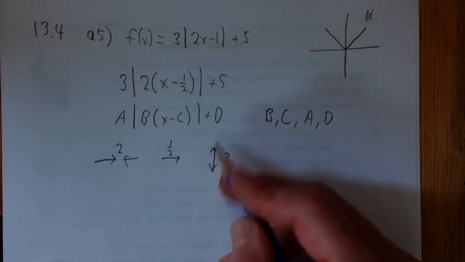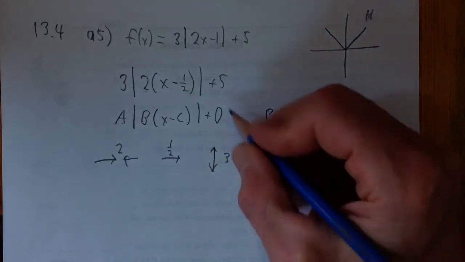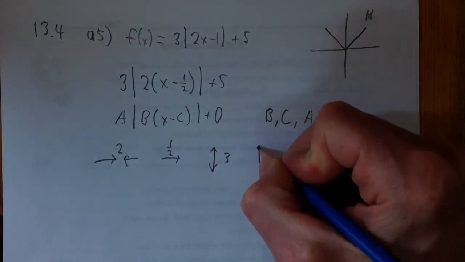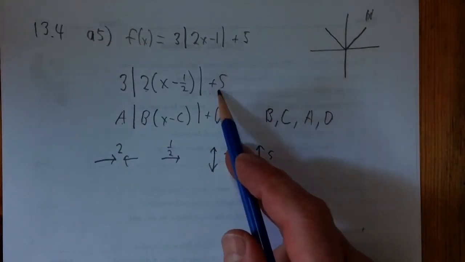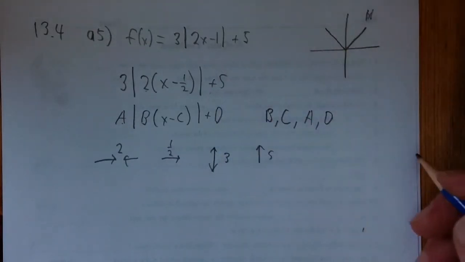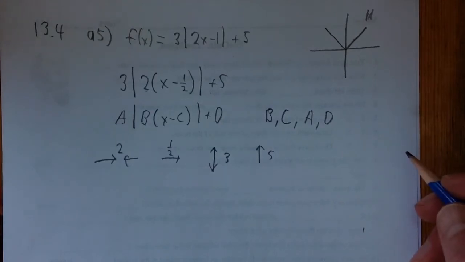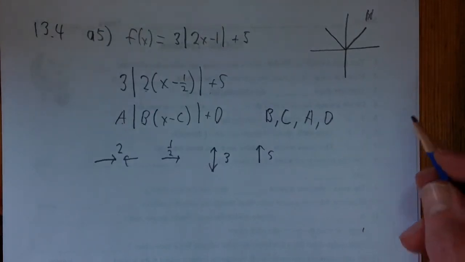So 3 times dilated. And then finally, we're adding 5, so we're shifting it up 5 in the y direction. Again, the y direction makes sense. If you're adding 5 to y, you're raising it up by 5. Okay, let's see what that would look like now.